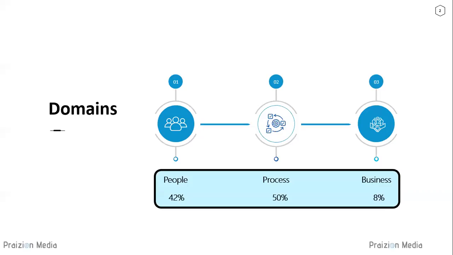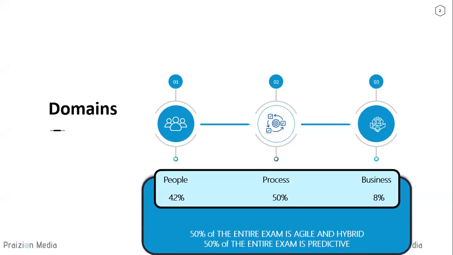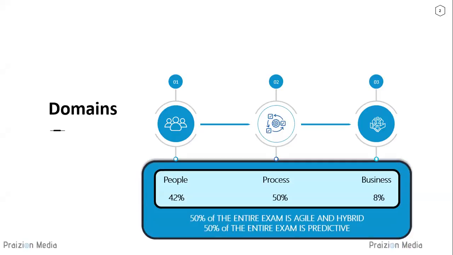You already know that project management is viewed through the lens of people, process, business for your PMP exam. And you know that 50% is process, 50% is focused on processes of project management. That could be agile, hybrid, or predictive. But there's an overarching flow of work that I want you to think about, whether you are looking at it through an agile lens, a predictive lens, or hybrid lens.